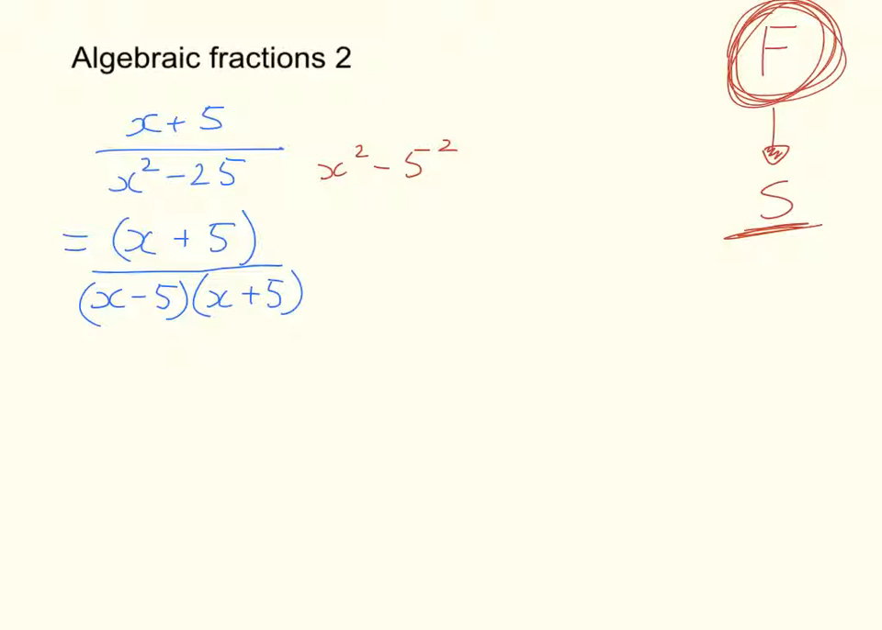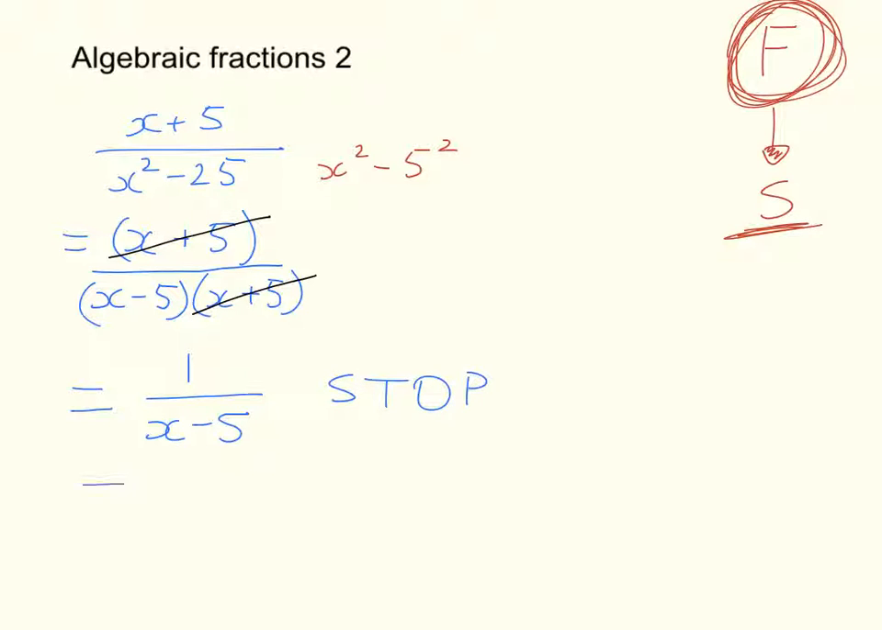Now what I can do, I have both an x plus 5 and an x plus 5 in the denominator and numerator. That means I'm just dividing them through. Anything over itself is 1. Now what am I left with? I'm left with x minus 5 in the denominator and just 1 in the numerator. So that's where I stop.